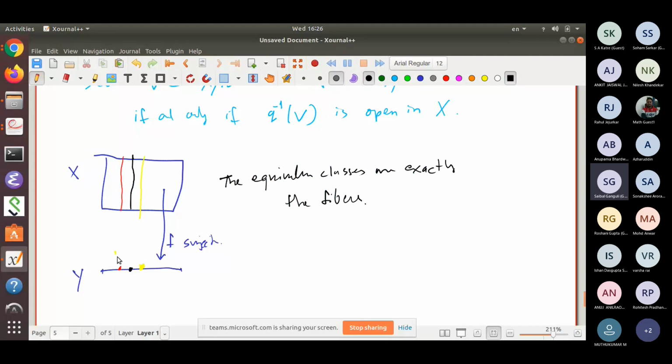Two points going to the same point here is the definition of the equivalence relation. So the equivalence classes are the fibers. Okay. And a saturated subset means this is the same as a union of fibers.